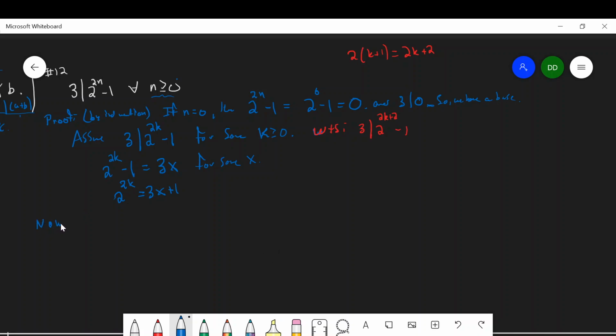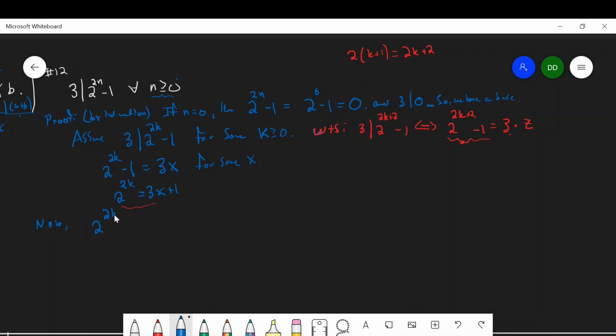Now, what do I want to show over here? Well, this is true if and only if I can write 2 to the 2k plus 2 minus 1 equals 3 times some integer over here. So I'd like to look at this expression and hopefully use my induction hypothesis, use this fact, to write this thing as 3 times something else. So that's the strategy. So let's go ahead and write that thing out and see if we can manipulate it.